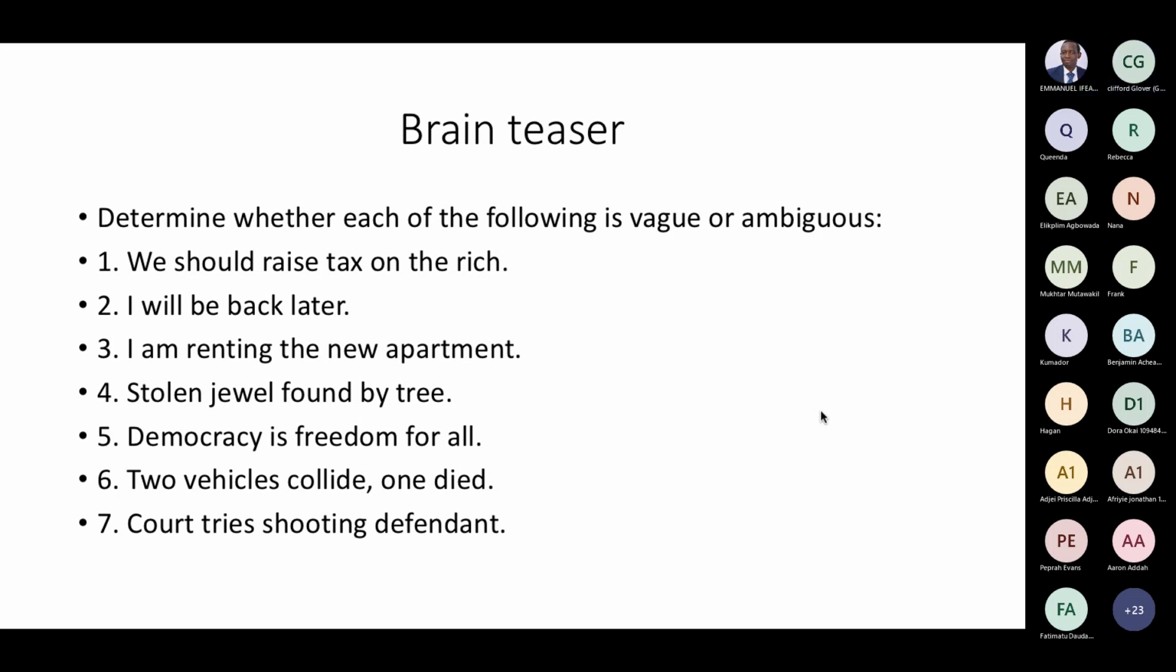Okay. So this wraps it up regarding meaning defects in language. And we saw two kinds of meaning defects: vagueness and ambiguity. And now we've seen how ambiguity could be used in the sense of equivocation.